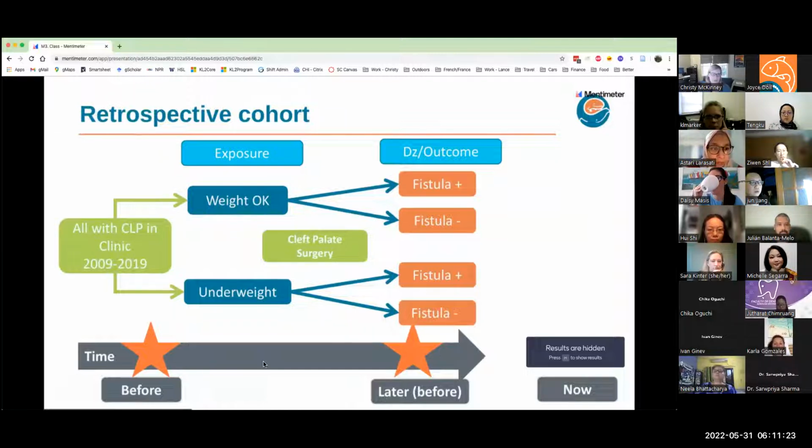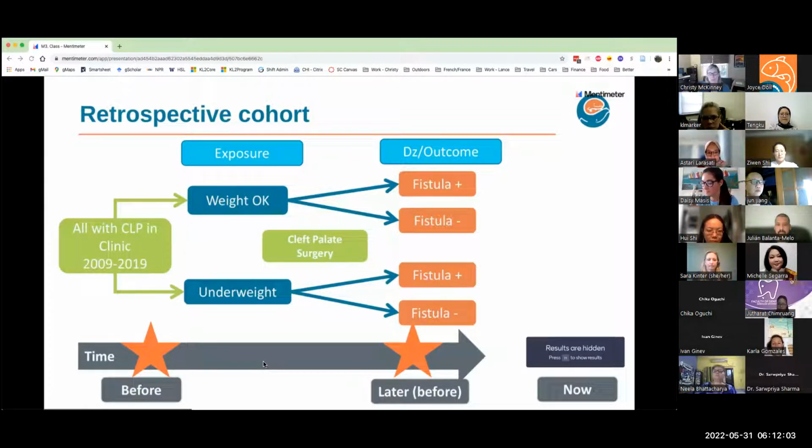This is a retrospective cohort study that I posted as an example in module 2. This was a study based in Germany where they took everybody with a cleft palate in their clinic who was seen between 2009 and 2019, and they classified them based on several exposures. In this case, the exposure is their weight status at the time of surgery. They either had an okay weight or they were classified as underweight. They had the surgery, and then the outcome they were interested in was fistula.